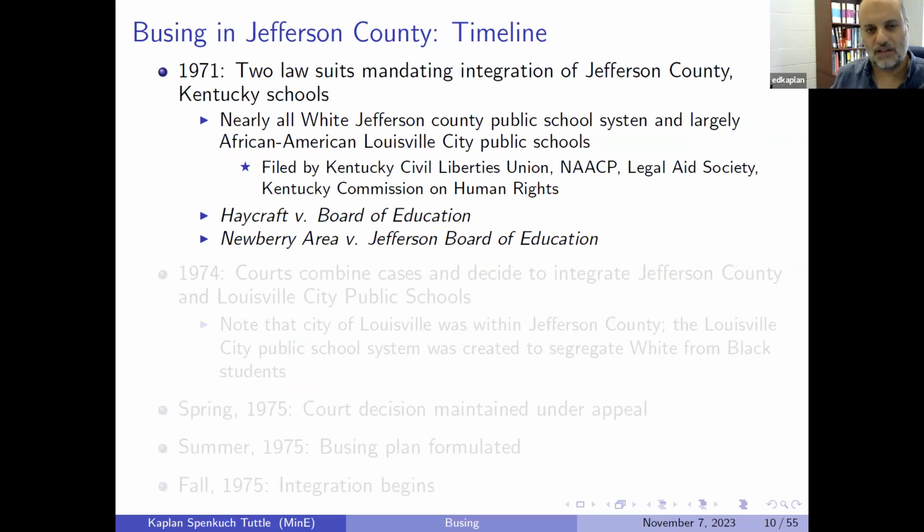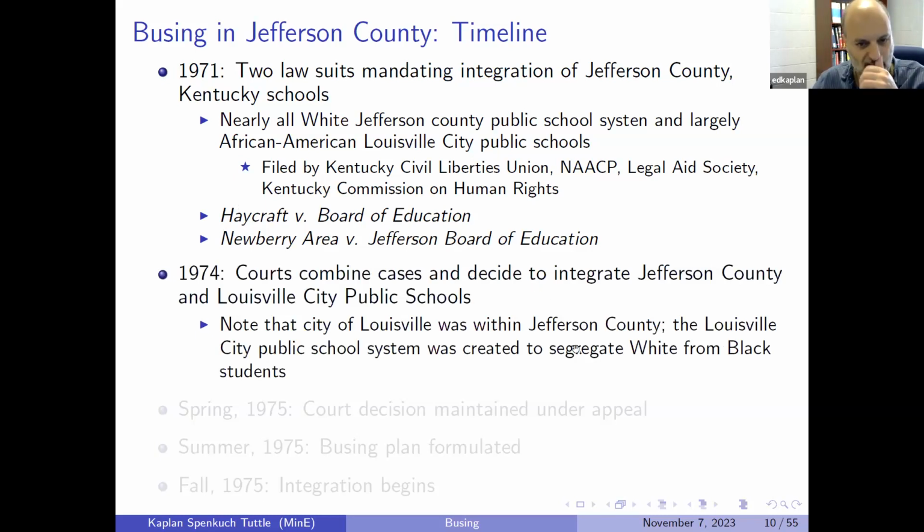Louisville, of course, was much more African-American. And so this school district was created separate from the rest of the county precisely to keep African-Americans out of the white suburban Jefferson County schools. So there were two independent lawsuits, Haycraft v. Board of Education and Newburg Area v. Jefferson Board of Education, that in 1974 got combined.